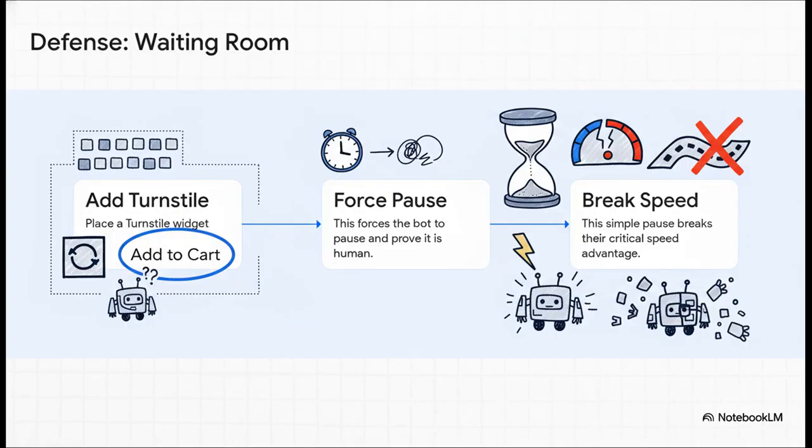The way you fight back here is honestly pretty brilliant. You create a tiny invisible waiting room. You just place a turnstile check right before the add to cart button. This forces the bot to pause for just a fraction of a second to prove it's human. Now for a person, it's an invisible step, but for a bot that is built for nothing but pure speed, that tiny little pause completely shatters its main advantage.